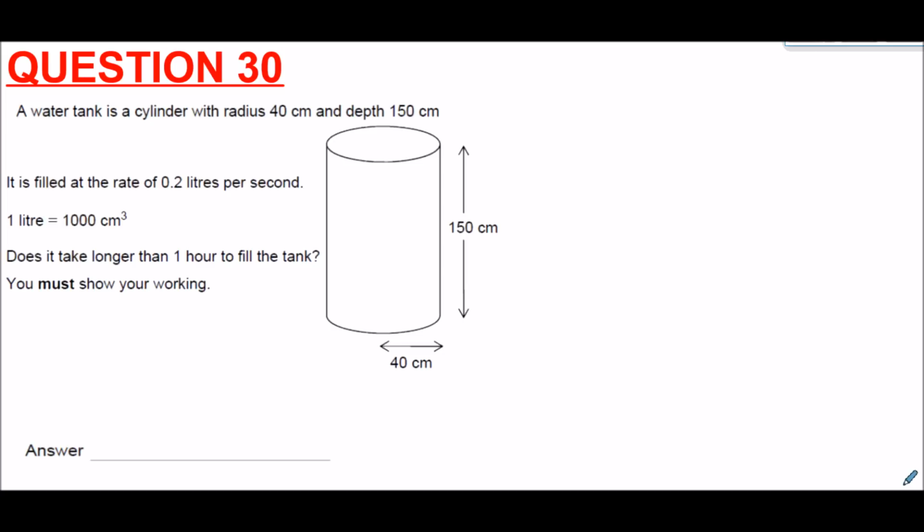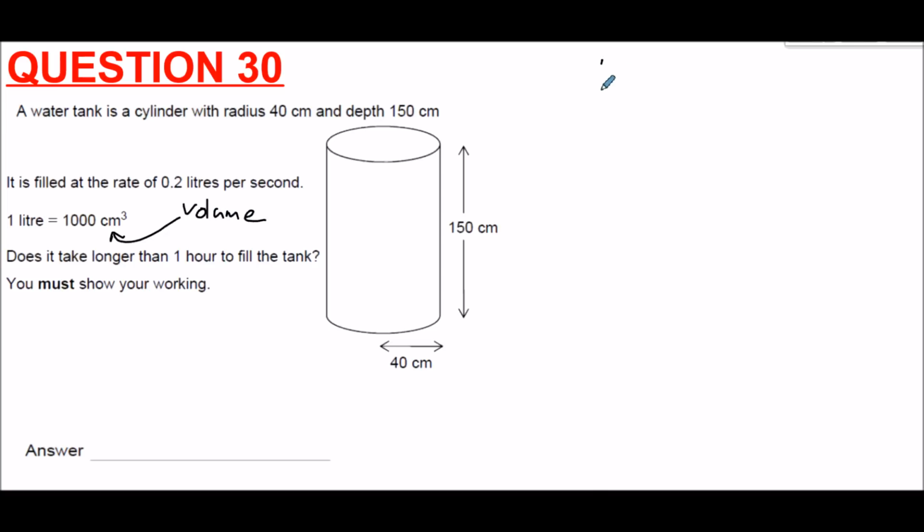Nearly at the end now, question 30. A water tank is a cylinder with radius 40 centimetres and a depth of 150 centimetres. It's filled at the rate of 0.2 litres per second. We're also told that 1 litre equals 1000 cm cubed. Now the fact that we're using cm cubed is a big clue that we're going to have to be thinking of volume, because cm cubed is a measure of volume.